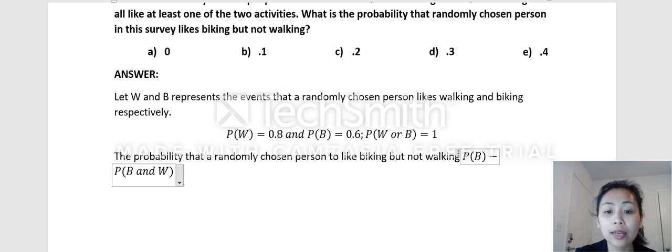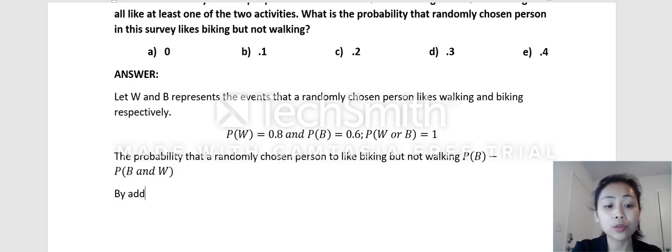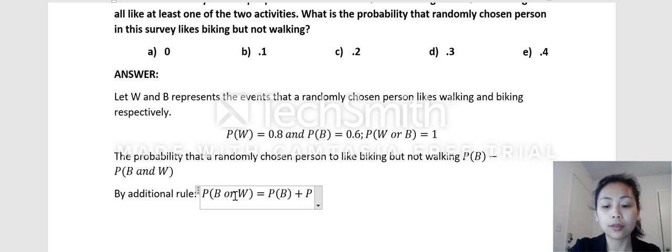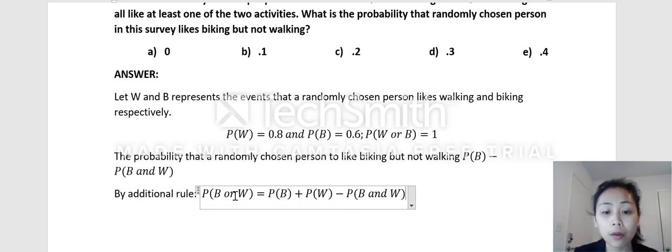Because the question asks for the probability that a person likes biking but not walking, you take the group of people who like biking and subtract the group of people who like biking and also like walking. You have the group of people who like biking but not walking. Probability of B is already given. You need to find probability of B and W. So don't forget the addition rule. By the addition rule, we have probability of B or W equal to probability of B plus probability of W minus probability of B and W. Probability of B or W is given, B is given, W is given, and we need to find probability of B and W.